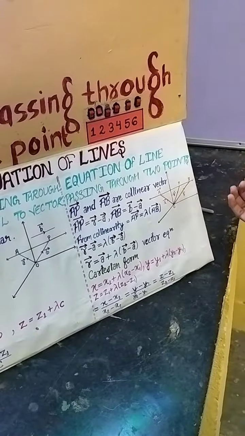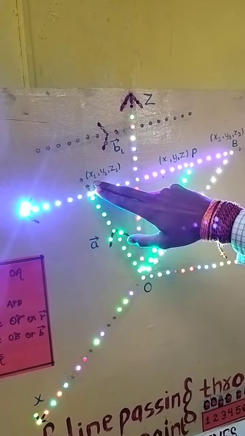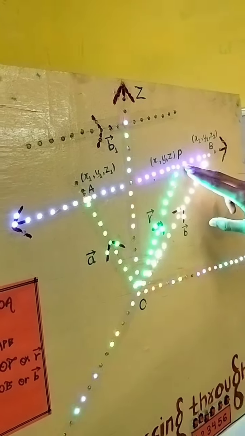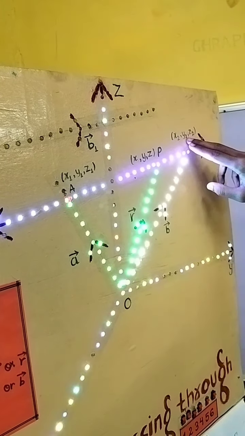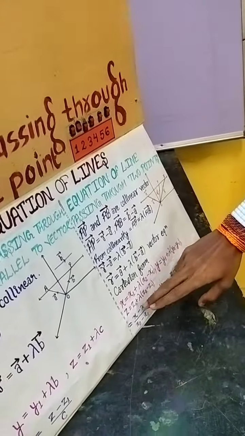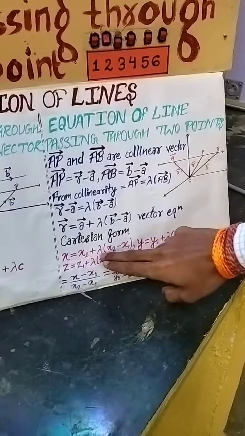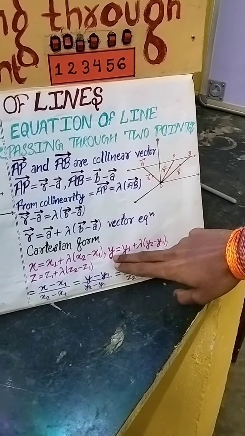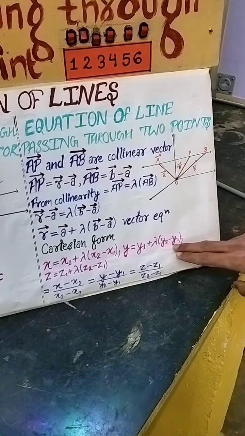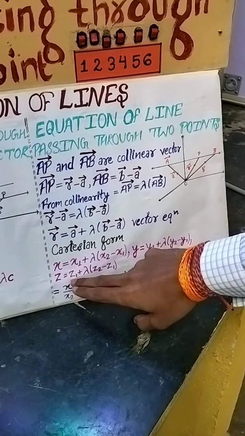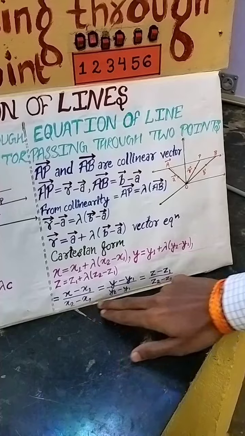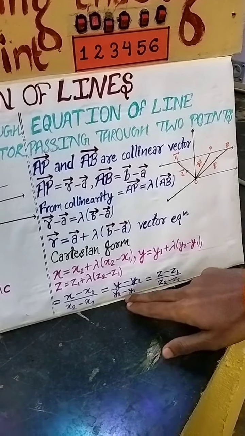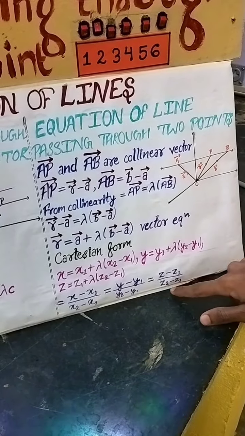And now, first we have the coordinates of A as x1, y1 and z1, coordinates of P as x, y and z, and coordinates of B as x2, y2 and z2. So from here we get x equal to x1 plus lambda into x2 minus x1, y equal to y1 plus lambda into y2 minus y1, z equal to z1 plus lambda into z2 minus z1. And when we eliminate lambda, we get (x minus x1) by (x2 minus x1) equal to (y minus y1) by (y2 minus y1) equal to (z minus z1) by (z2 minus z1).